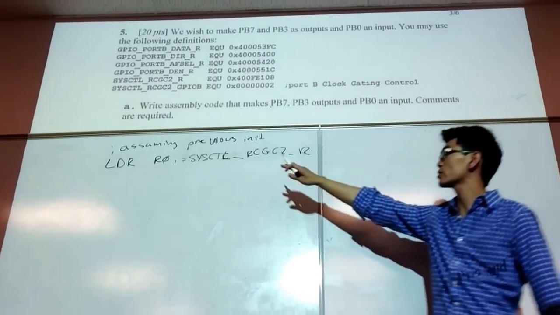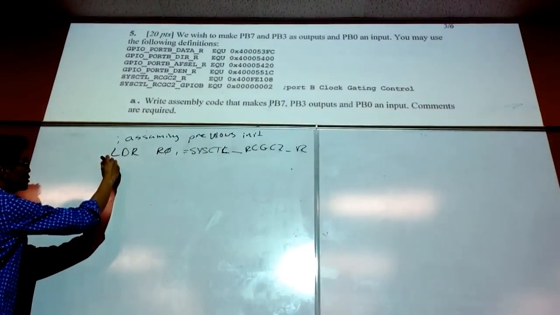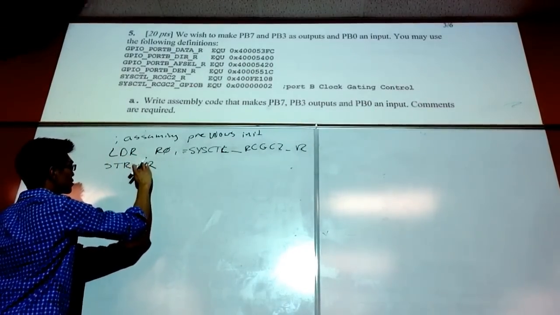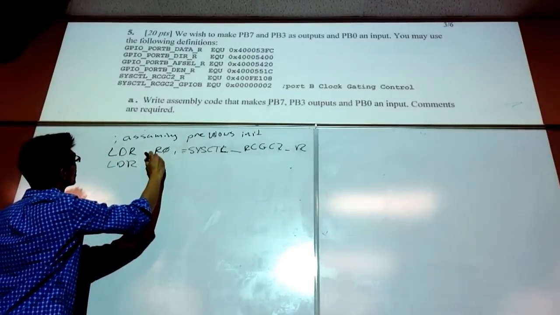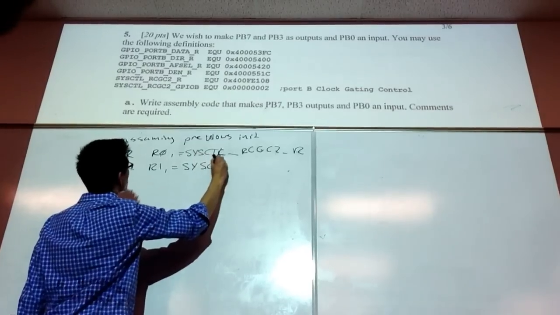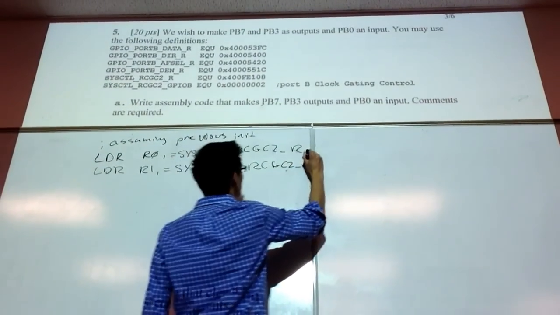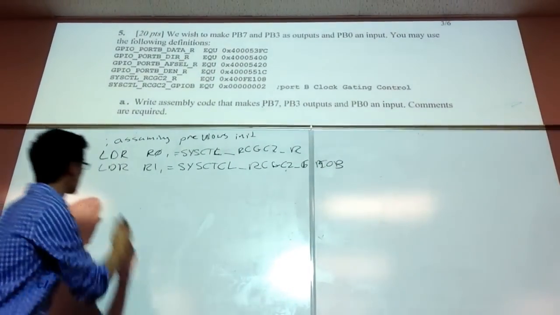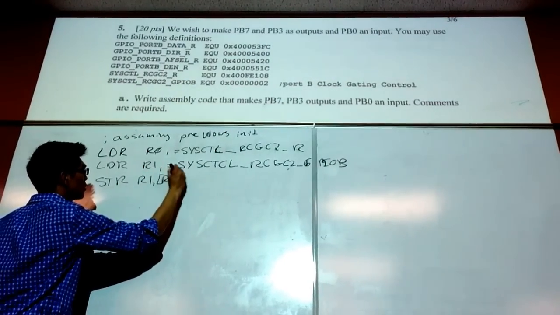So what does that do? That gives R0 the address. And then I'm going to store into R0. Wait, what? No, I have to load. I need to load R1 with SYSCTL_RCGC2_GPIOB, right? And then I can store R1. What does this do?